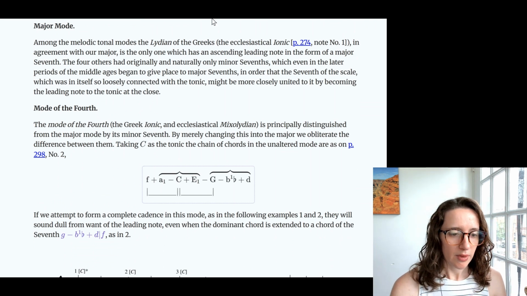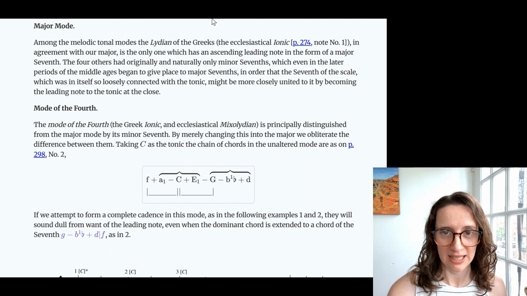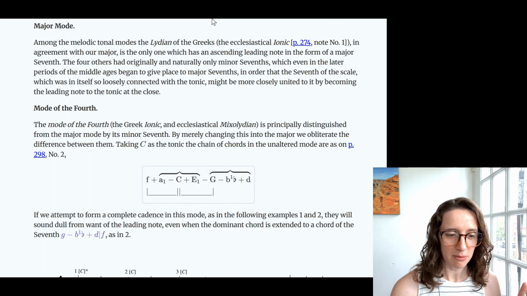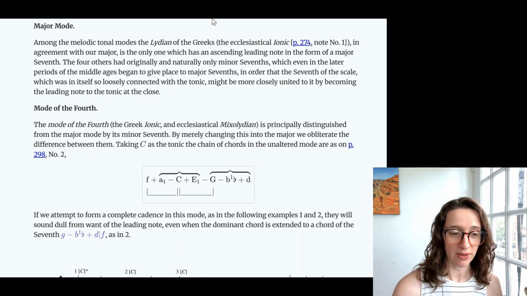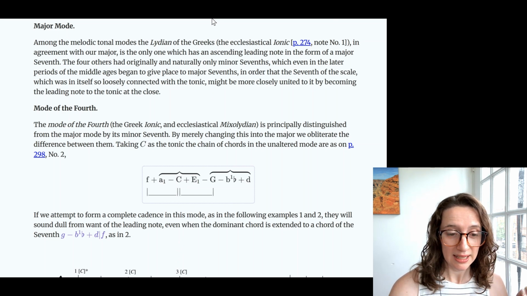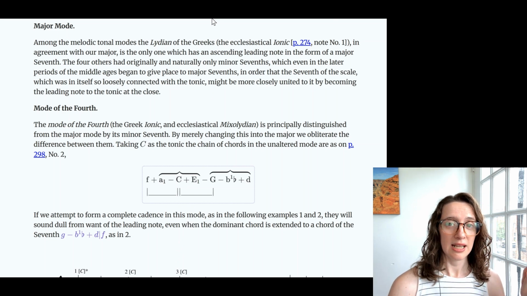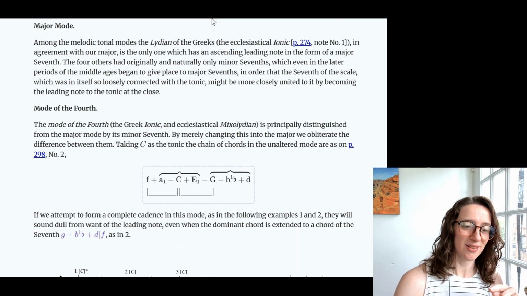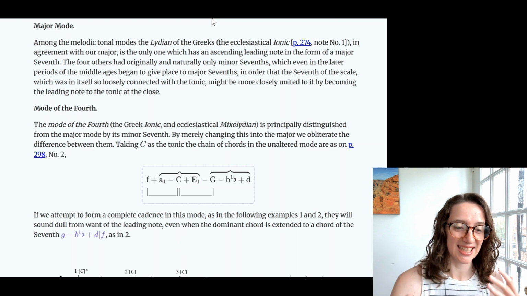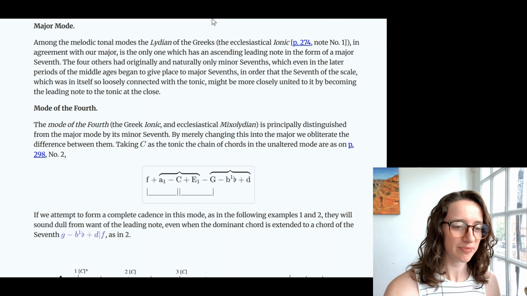Major mode, the Greek Lydian or the ecclesiastical Ionic, this is the only mode with the major seventh, the leading tone, which, although by his rules is pretty distantly related to the tonic, he considers closely related in the sense that it leads you to the tonic.